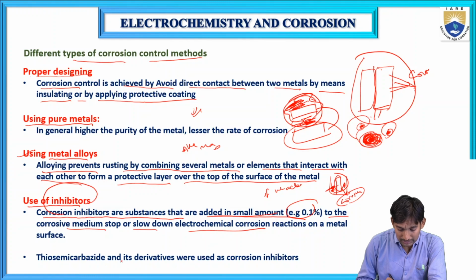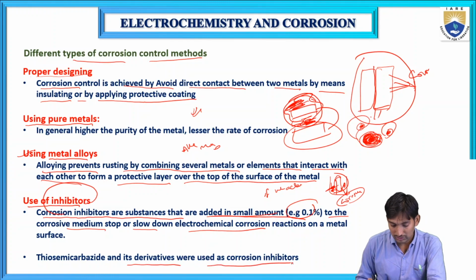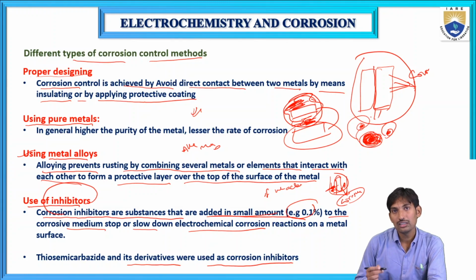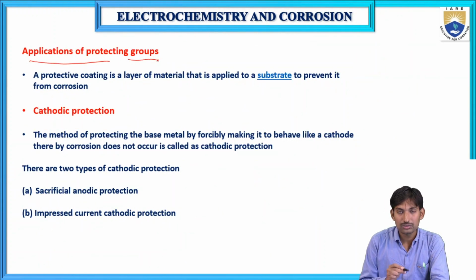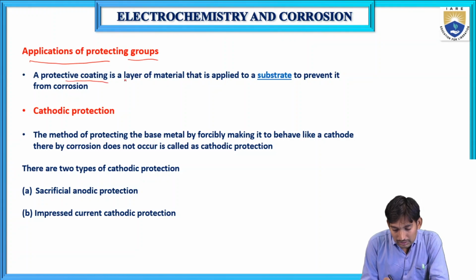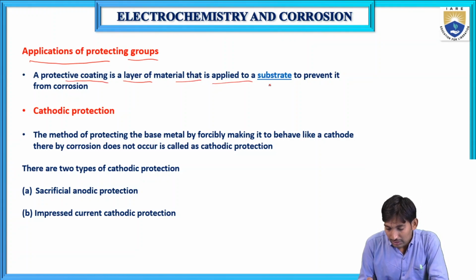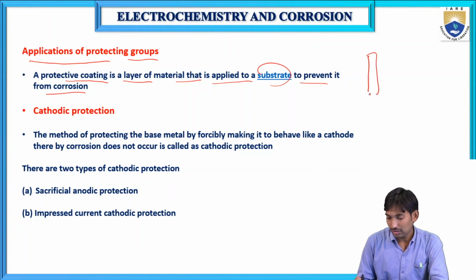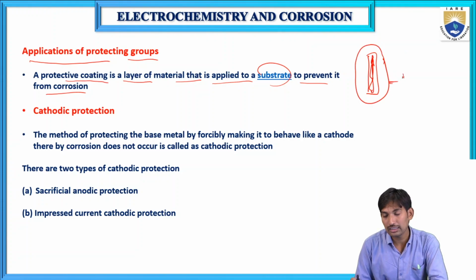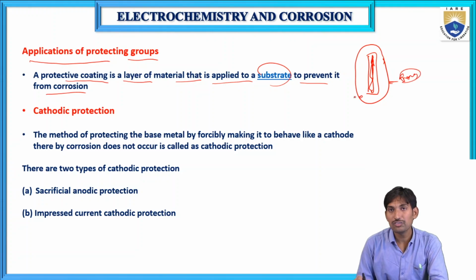Thiocyanocarbazide and its derivatives were used as corrosion inhibitors. They act as inhibitors to control the rate of corrosion. Next, the application of protective coatings. A protective coating is a layer of material that is applied to a substrate to prevent corrosion. This is a metal. If you apply some protective coatings like grease or oil, in this way we can control the rate of corrosion.